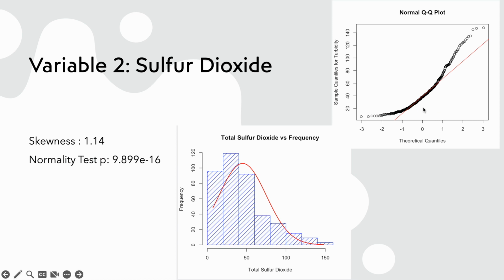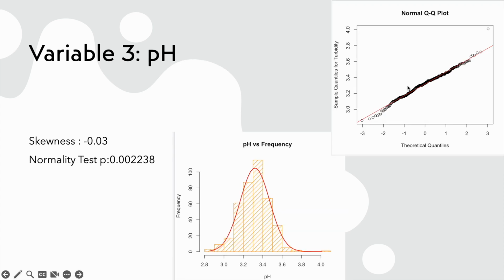If we go to the next variable, which is sulfur dioxide, the skewness is around 1.14, moderately right skewed, and the normality test is not significant here either, as the p-value is not less than 0.05. In the QQ plot here, the data is tilted towards the upper part and tails upward, which shows that it's right skewed.